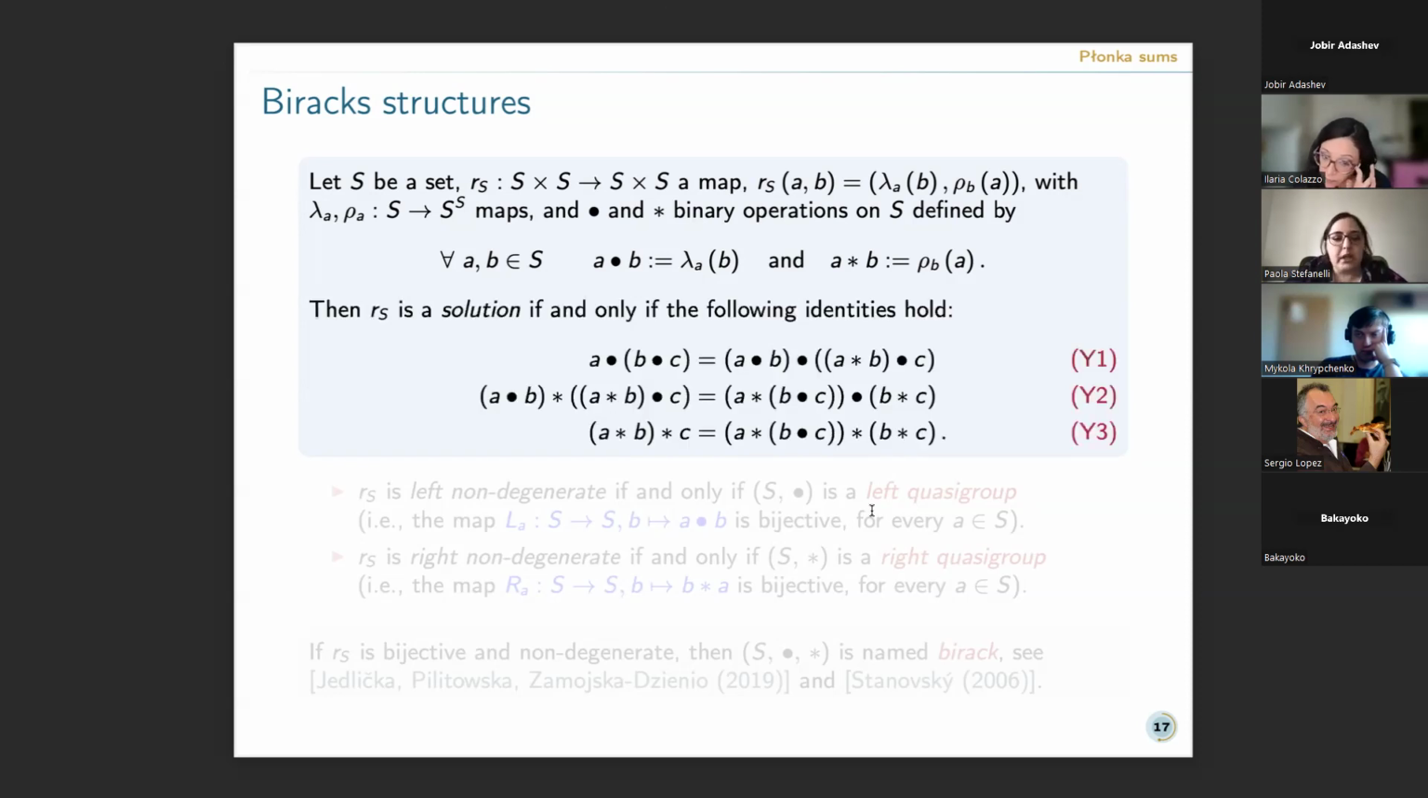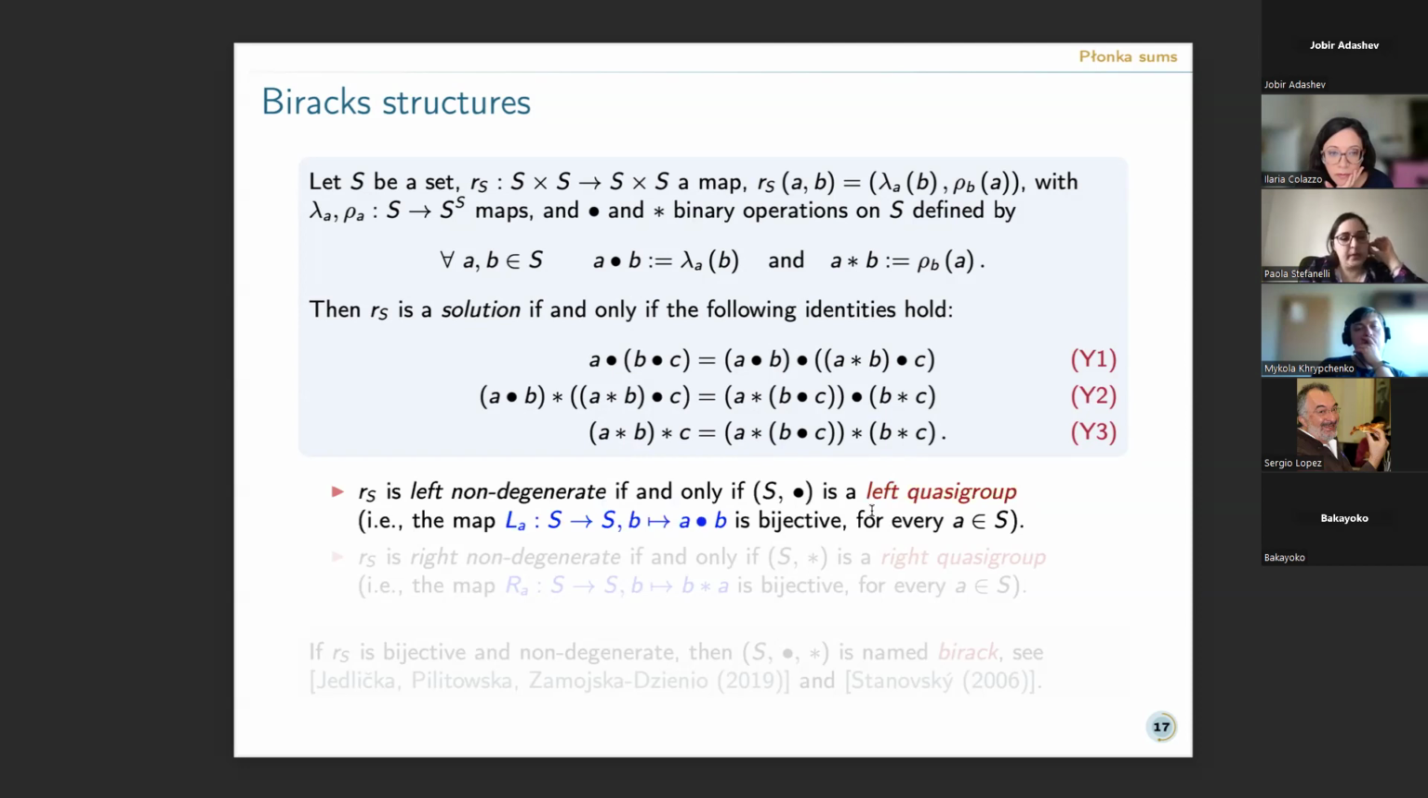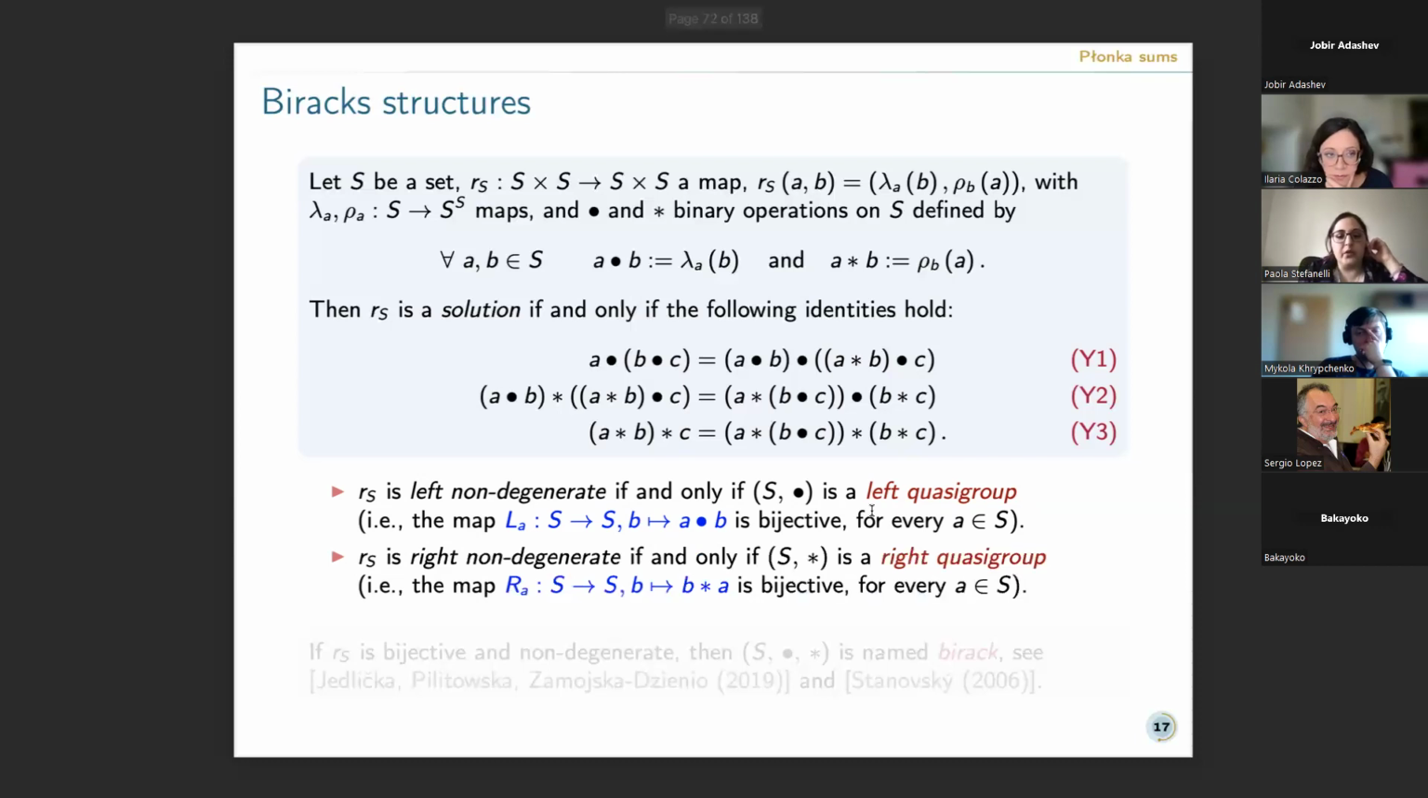So it is an easy computation. r is a solution if and only if these three identities, Y1, Y2, Y3, are satisfied. These identities correspond exactly to the braid equation. And one can see that r is left non-degenerate if and only if (S, dot) is a left quasigroup, that means that the left multiplication lambda a is bijective for every a. r is right non-degenerate if and only if (S, star) is a right quasigroup, that means the right multiplication is bijective, now by using the other operation star.